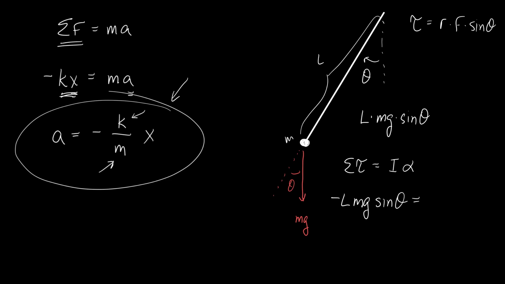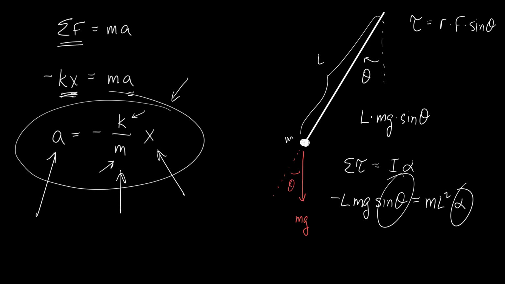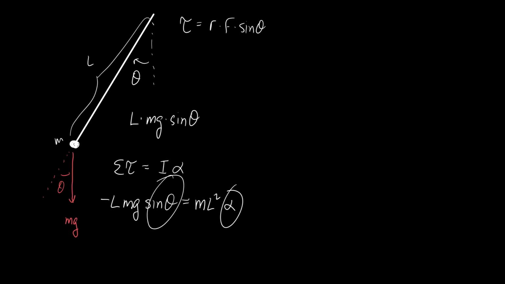Mx squared, that's right. Except m this time is L, because it's at the end of the string. Now I said to you guys, if you have an acceleration that is proportional to a displacement, it will oscillate. We have an acceleration and we have a displacement. This thing must be an oscillator.